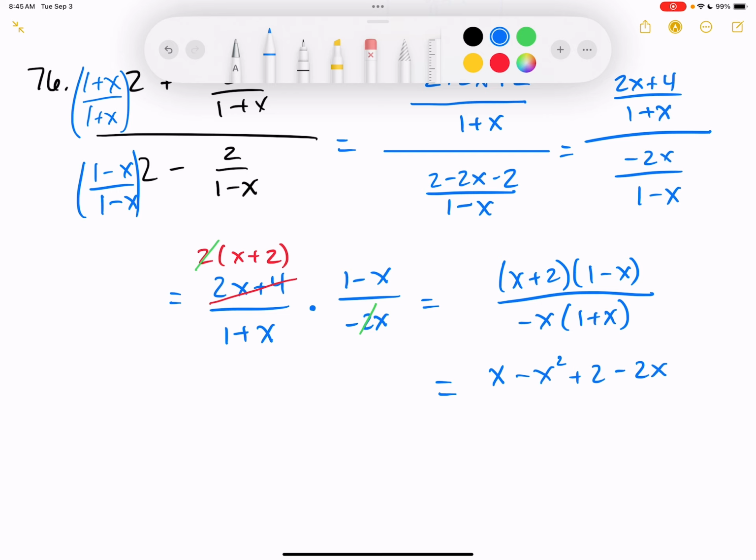x times 1, x times negative x, 2 times 1 and 2 times negative x. That's how I did that. It just looks weird because it's out of order. Over on the bottom, negative x minus x squared.